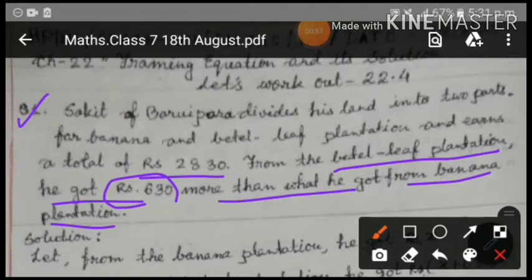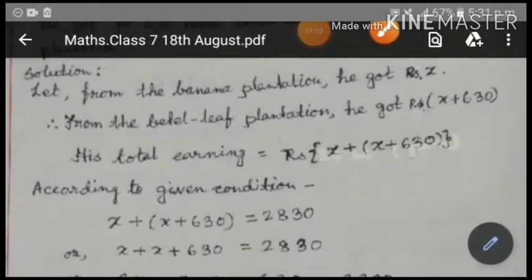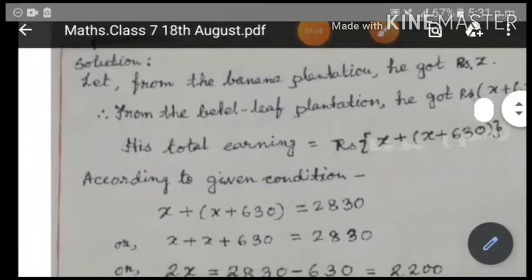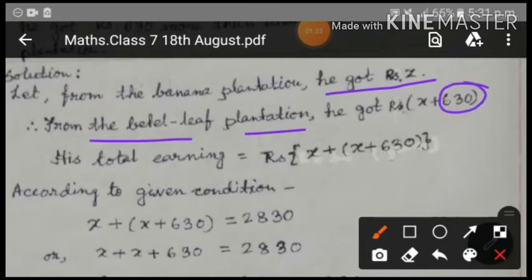So let's form the equation using the given condition. Here we have the solution. From the banana plantation, let him get rupees x. We are taking the amount of money which he got by planting the banana as x rupees. Next, from the betel leaf plantation he got 630 rupees more than that which he got from the banana plantation. That means rupees x plus 630.